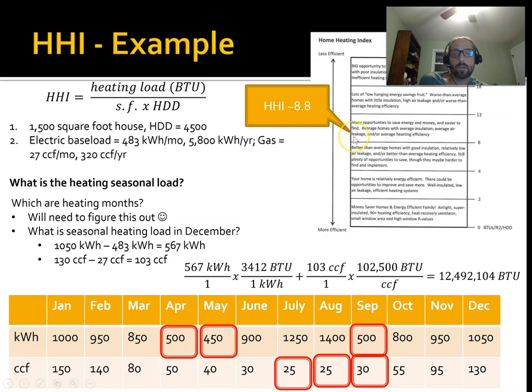So according to the chart, there are opportunities to save energy and money, and they should be easy to find. It's an average home with average insulation, average leakage, average efficiency. The cool thing about HHI is you can do this before you visit a house, and it gives you some indication like, wow, this is a really inefficient home, or you know what, this is actually a pretty efficient home. So it gives you some kind of indication of what it's like before you go in it.